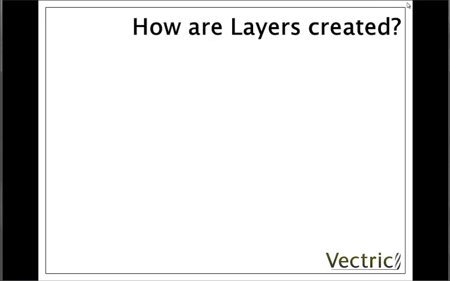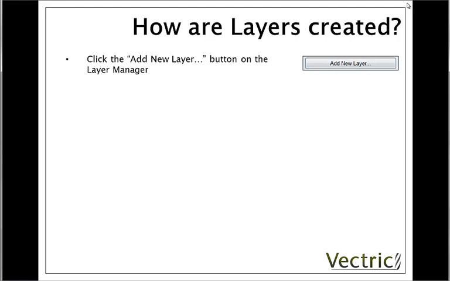It's useful to understand how layers get created within the software. The first and most obvious is clicking on the button in the Layer Manager that says Add New Layer. That will simply add a layer into the list with a default name and then give you the option to type in a name of your own.